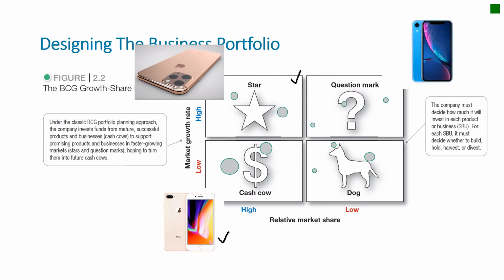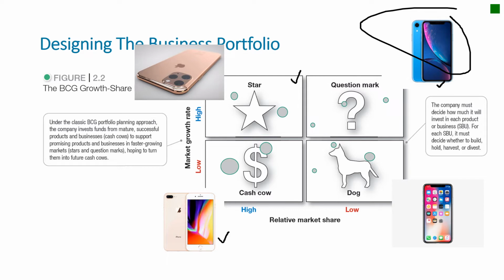Next is question mark. Question mark is normally for products with a high market growth rate, however a relatively low market share. Here the example that I'm showing you is my iPhone XR, which I'm going to discuss further in a short while. And finally, in the dog quadrant, we have iPhone X. As you know, right now iPhone X has been discontinued by Apple. It has a low market growth rate and also a low relative market share.